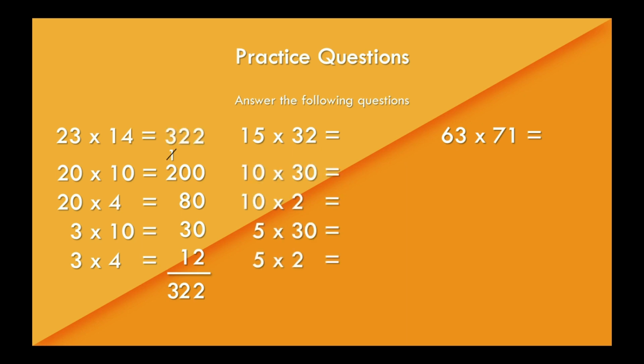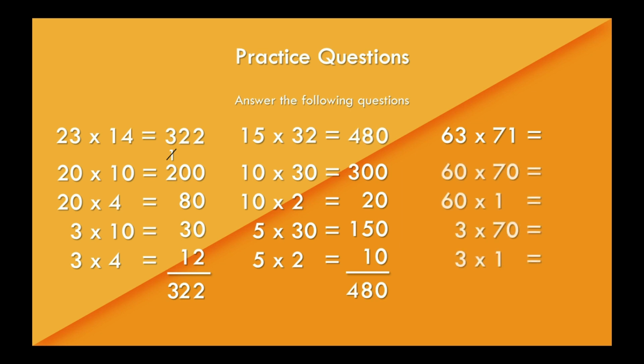The next one follows a similar structure. 15 splits into 10 and 5, 32 splits into 30 and 2. Multiplying them respectively, we get 10 times 30, which gives us 300, 10 times 2 giving us 20, 5 times 30 giving 150, and 5 times 2 giving us 10. Adding them together after lining them up gives us 480.